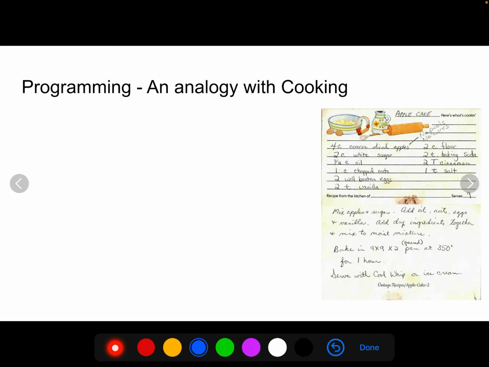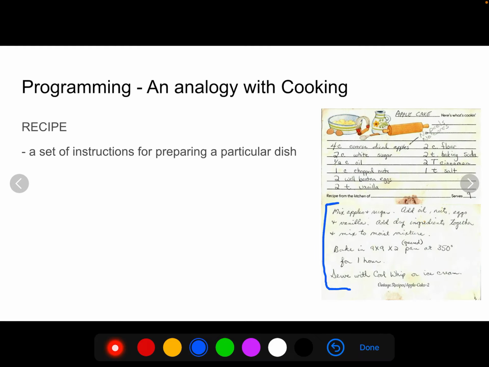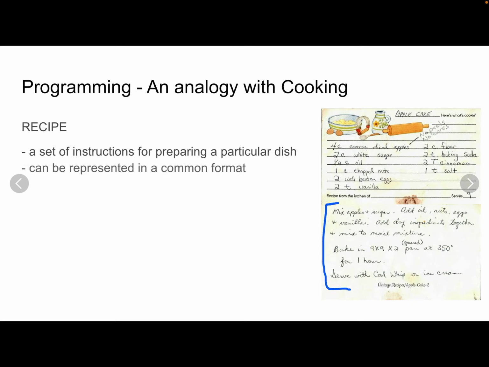Okay, so now, how do we specify the processing that is to be done in the case of cooking? We have a recipe, right? So in the recipe it is specified what are the ingredients that are to be taken, what is the quantity, etc., and it also specifies the instructions, right? What is the processing that is to be done on these ingredients in order to finally prepare the dish, right? So a recipe consists of a set of instructions for preparing a particular dish.